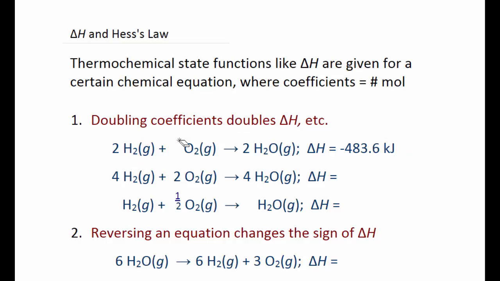So if this is our given one right here, look at those coefficients. Now compare it to this one. What should I do with this value to figure out delta H of this equation? Yeah, 2 times negative 483.6. Okay, that's not so bad. What about for this one right here? Yeah, we can do 1/2 times.